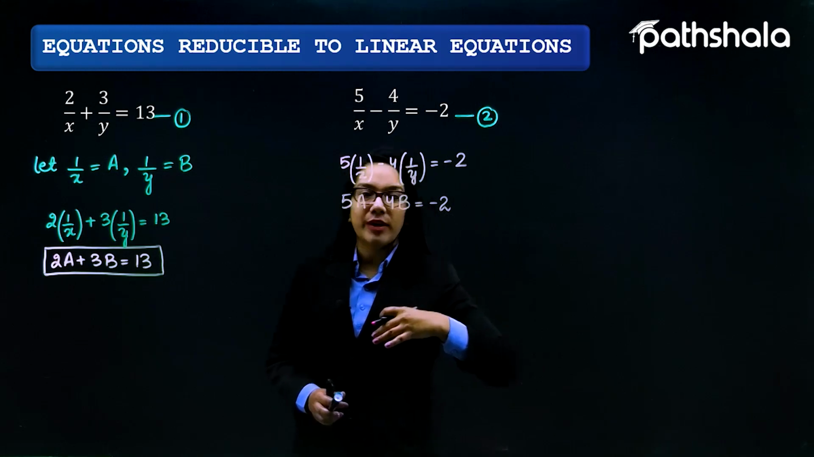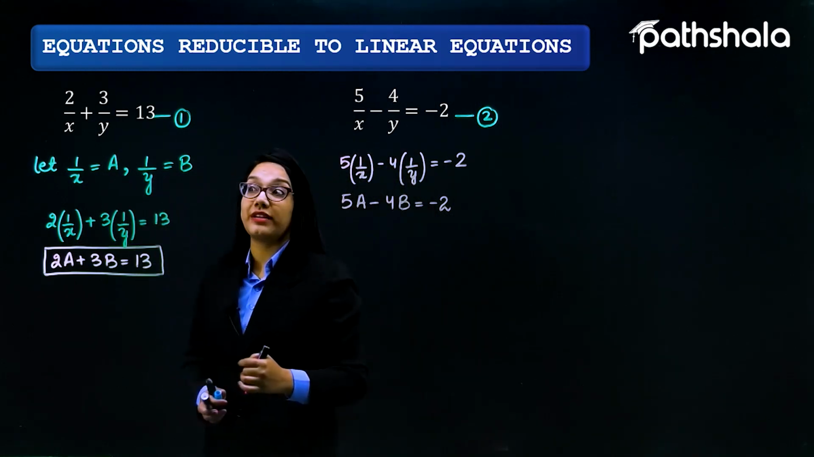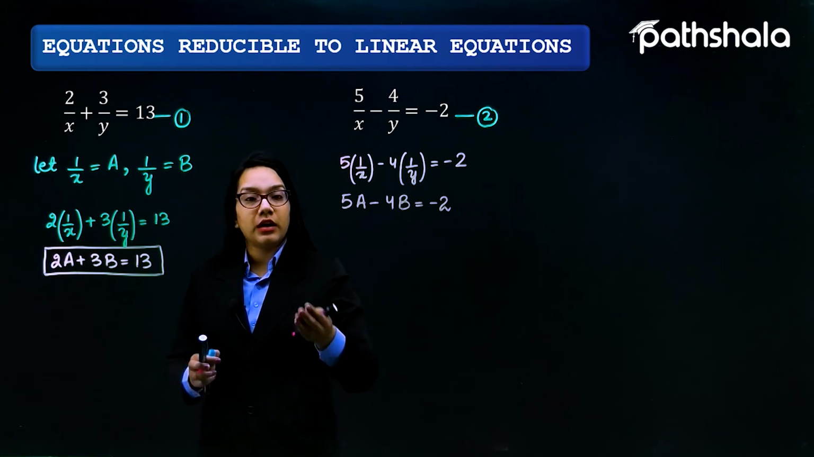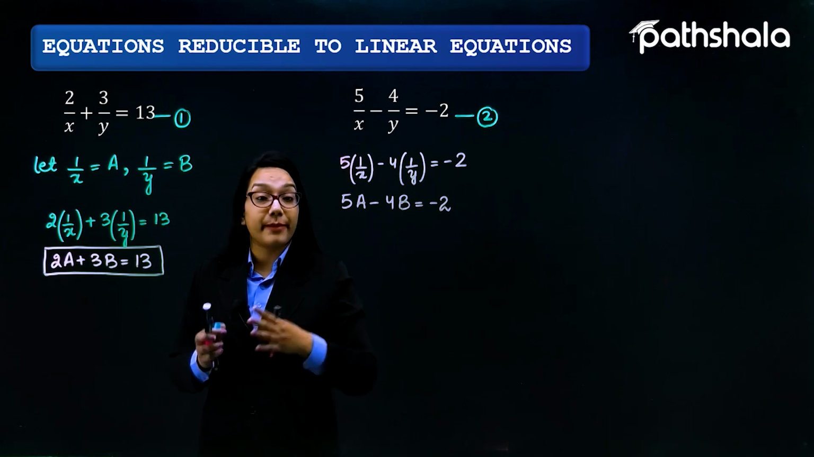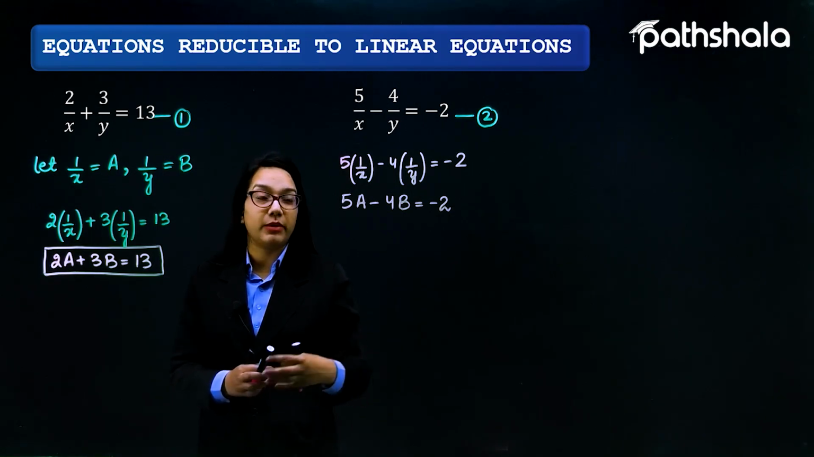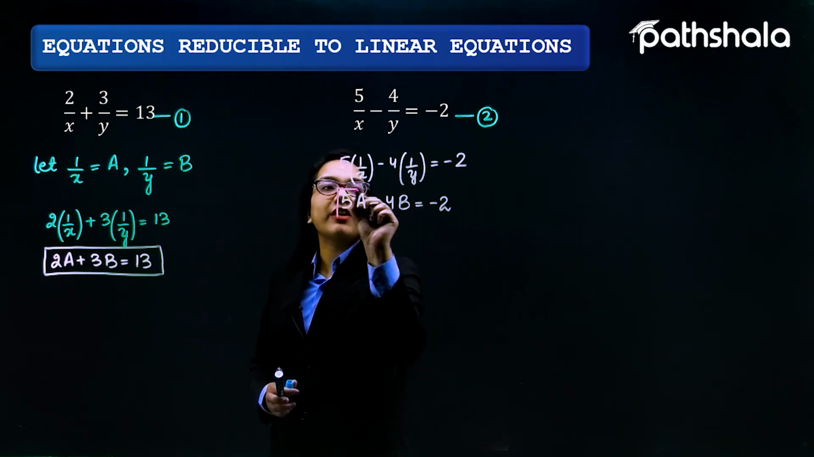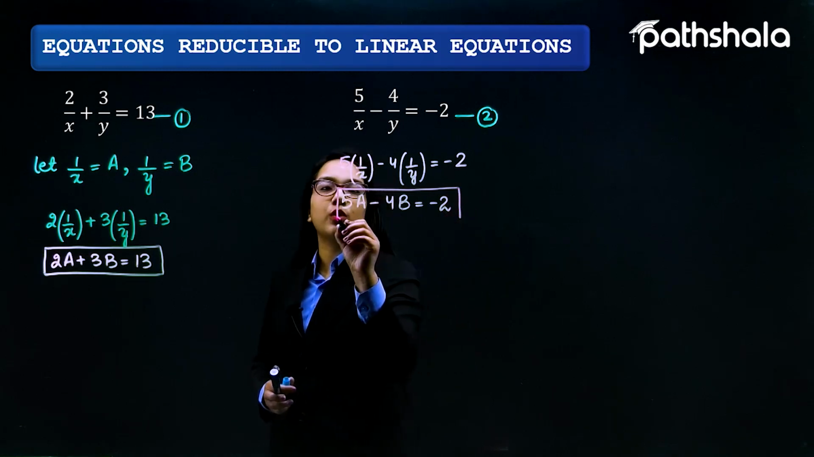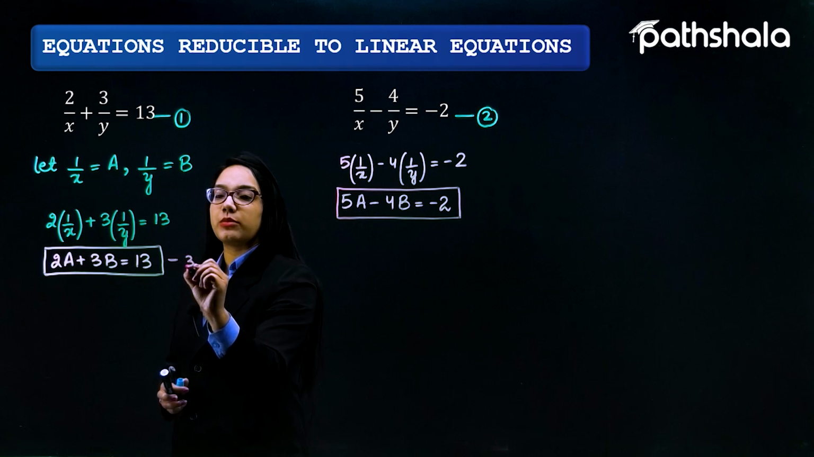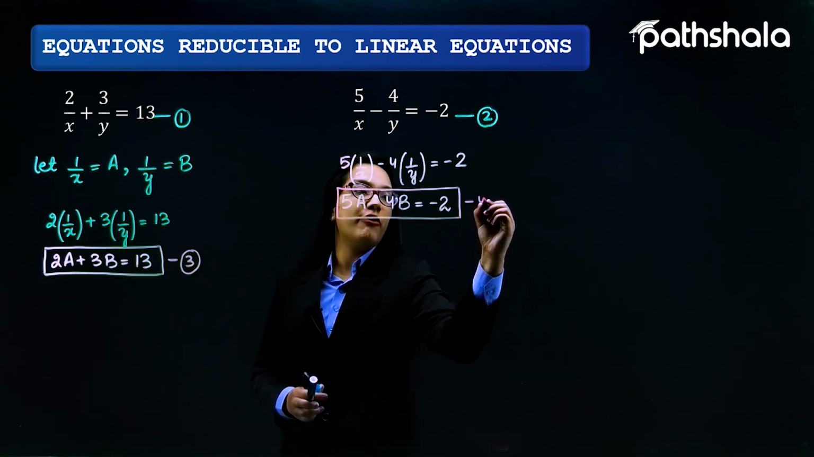Now you can take 1 by x as any particular value. You can take 1 by x as m, or as small a. It is all your choice. I am taking 1 by x and 1 by y as capital A and capital B. You can take any particular value instead of capital A and capital B. So the second equation will be reduced into the formation 5A minus 4B equals minus 2. Let us call this equation number 3rd, and this equation number 4th.